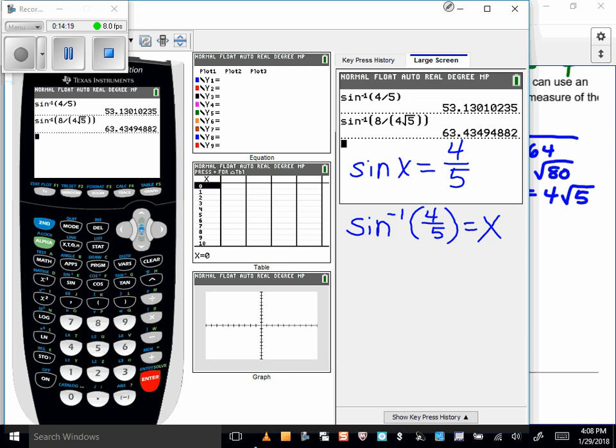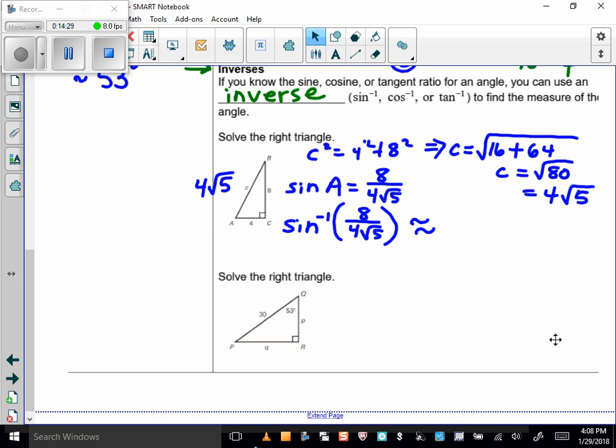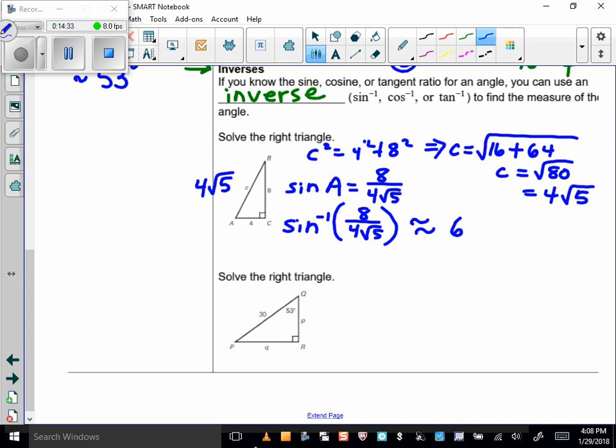The inverse sine of 8 divided by 4 times the square root of 5 is about, what did we say, round it to the nearest tenth, so about 63.4. So this measure of angle A is about 63.4 degrees. Just going to label it there. Okay, so there's the measure of angle A.